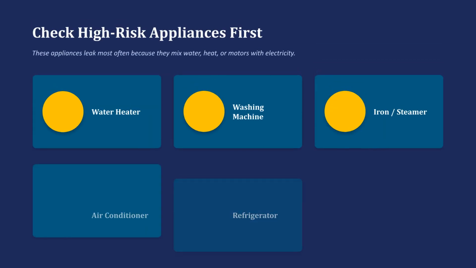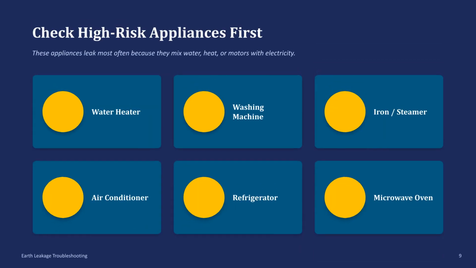Which appliances should you check first? Focus on those that combine water, heat, or motors with electricity, such as washing machines, water heaters, irons, or refrigerators. These are the most common sources of leakage.